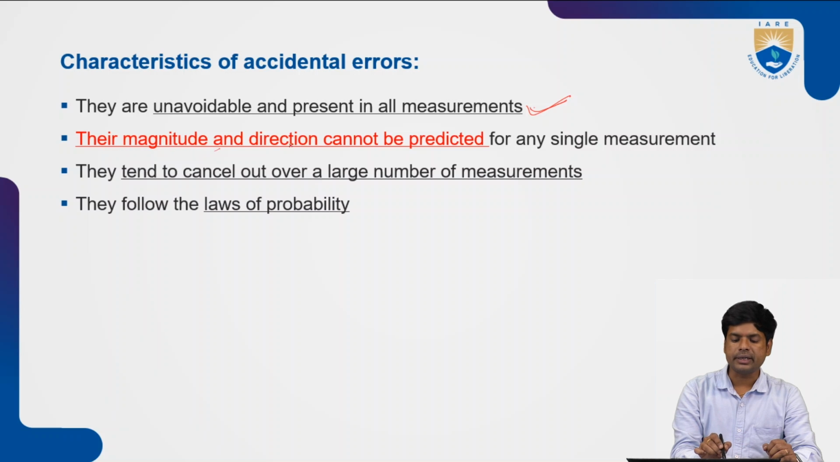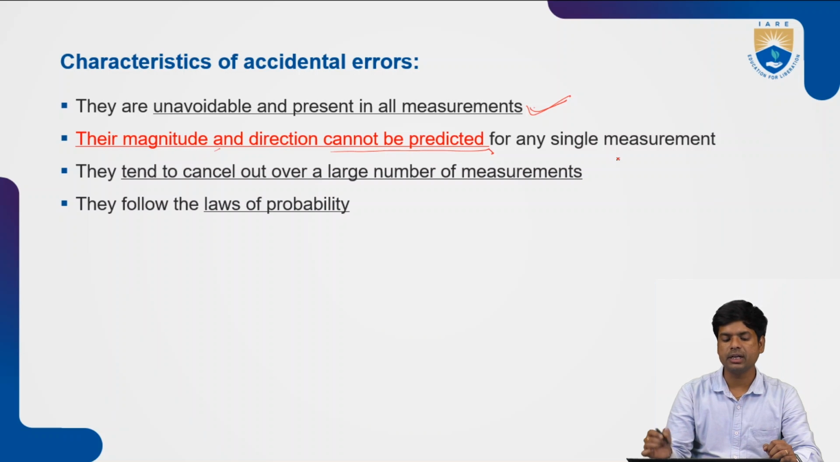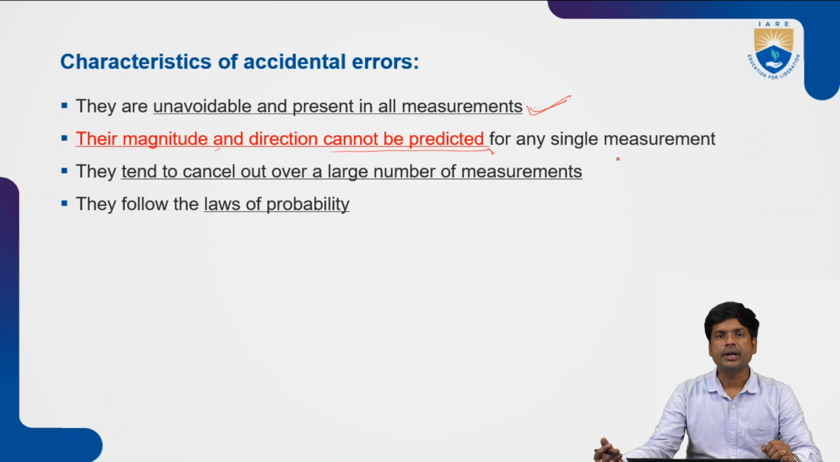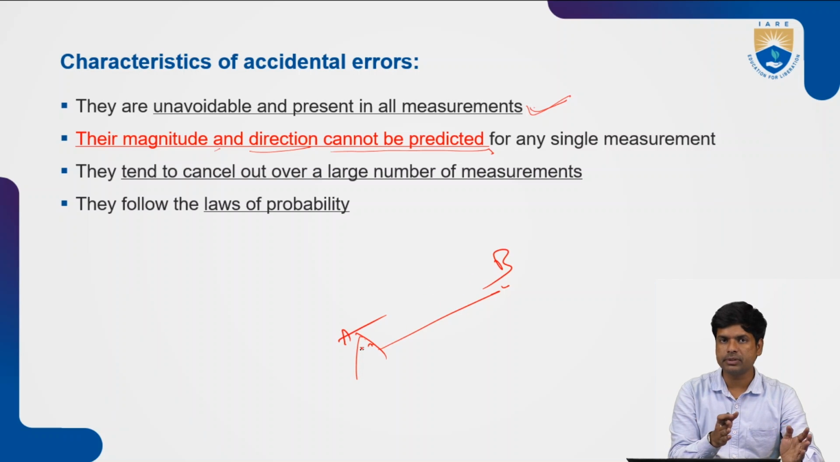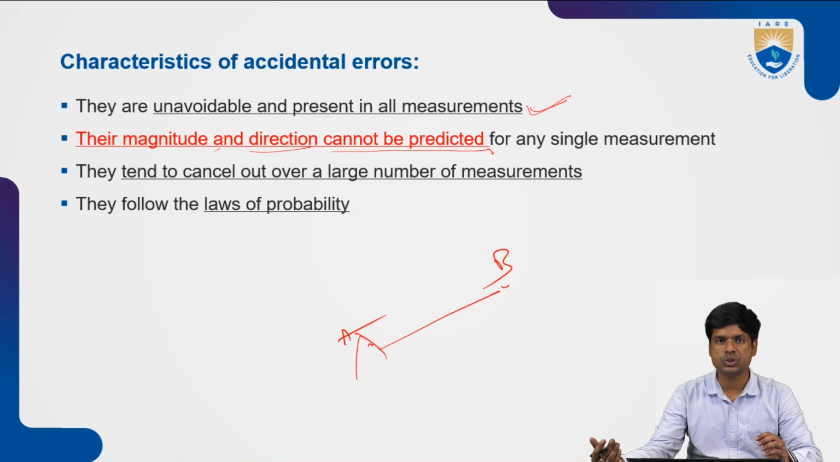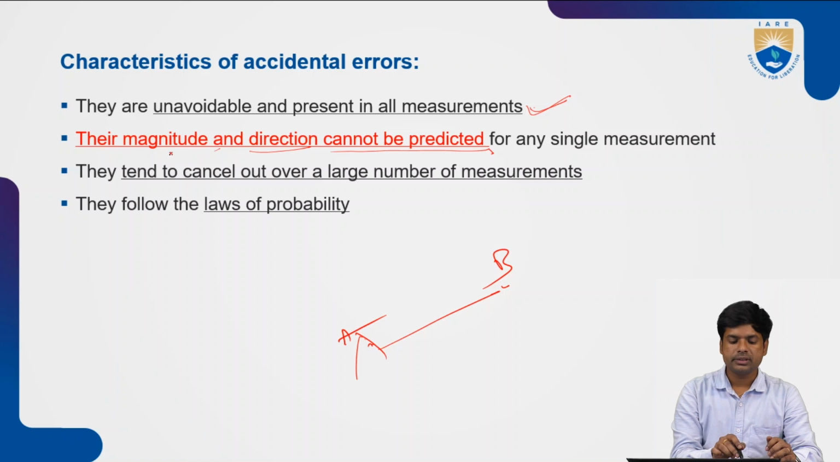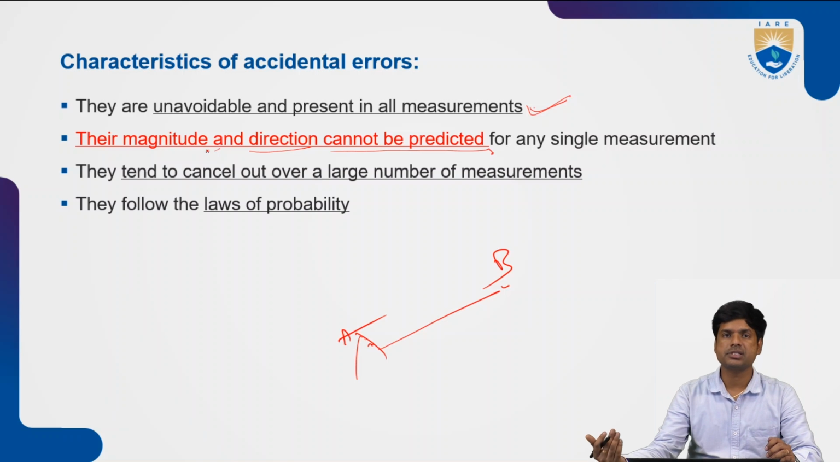Their magnitude and direction cannot be predicted for any single measurement. So we cannot measure or predict this type of error, neither its magnitude nor its direction. While doing the surveying, the instrument may move a little bit, right? That particular movement or fluctuation, we will not have any proper idea about. Accidentally we are going to get it, right? Their magnitude and direction we cannot estimate.